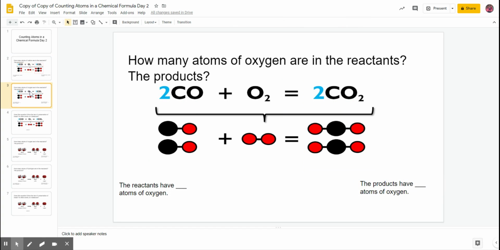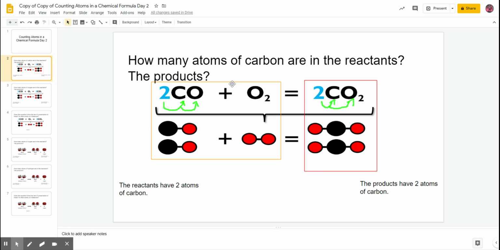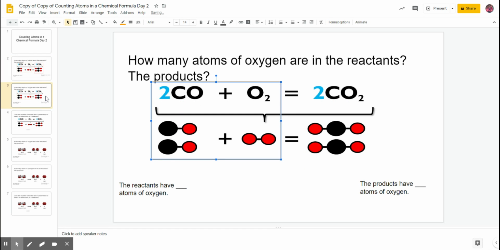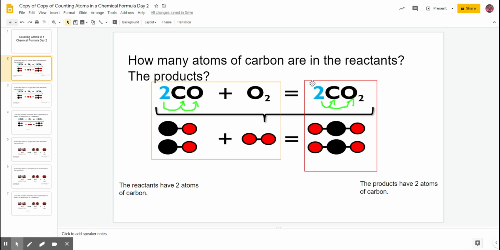Now let's move on to oxygen. How many atoms of oxygen are in the reactants? How many atoms of oxygen are in the products? Well, let's remember that reactants and products just mean the left and the right side of the equation, right? So I'm going to get our boxes so we know they're separate.